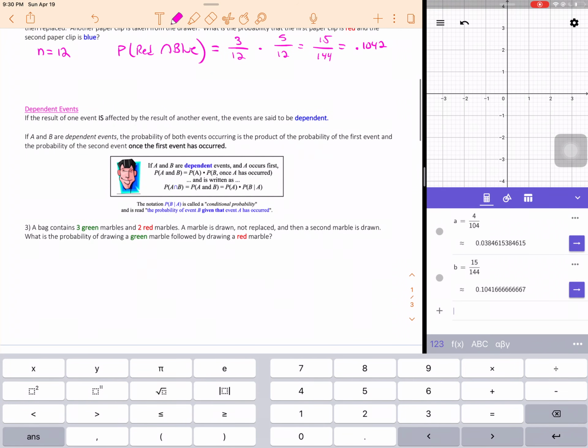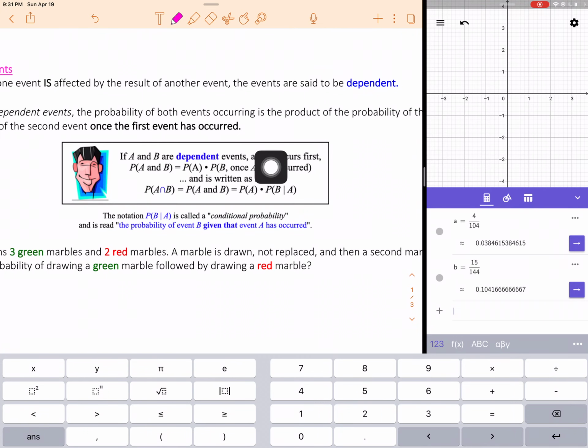Now, what about dependent events? Dependent events is when one event happens, it changes the probability of a different event, okay? So the probability for dependent events says if A and B are dependent and A occurs first, then the probability of A and B is the probability of A times the probability of B given A has occurred. And we write that as such. The probability of A and B for dependent events is the probability of event A times the probability of event B given A has happened. So what this means, and we can write a little definition here, is the probability of B given A has happened.